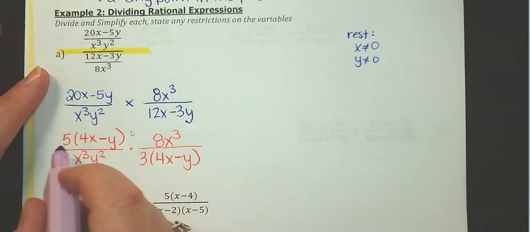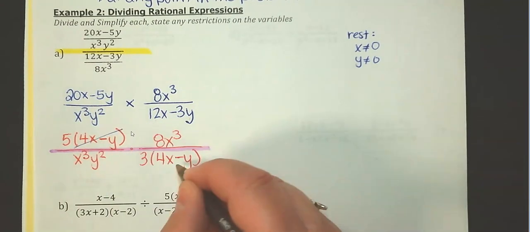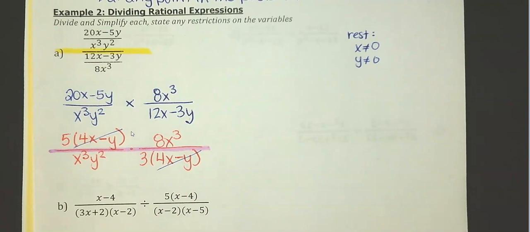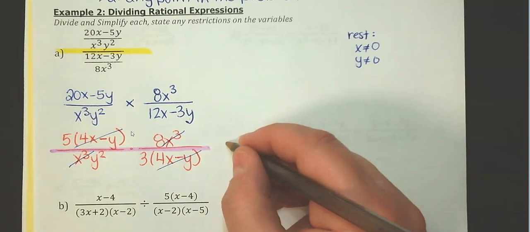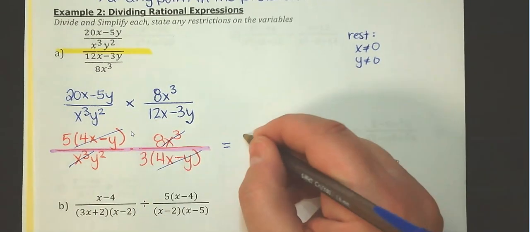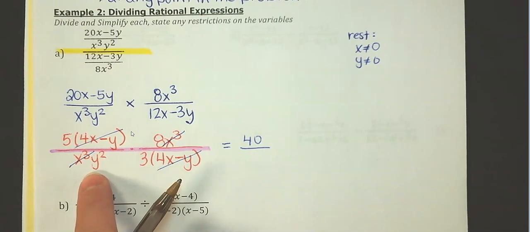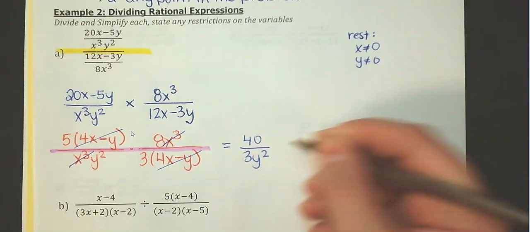Okay, so once I'm just multiplying, which is what I'm doing here, I did my keep, change, flip. I'm multiplying by the reciprocal. I'm going to cross out anything that matches up. So I have a 4x minus y and a 4x minus y, so they're going to cancel. I also have x to the third here, x to the third here cancels. Now, what I would have left, on the top I have a 5 and an 8, so I'm just going to multiply 5 times 8 is 40. On the bottom, I have a 3 here, and I have a y squared, so I'm just going to write that as 3y squared.